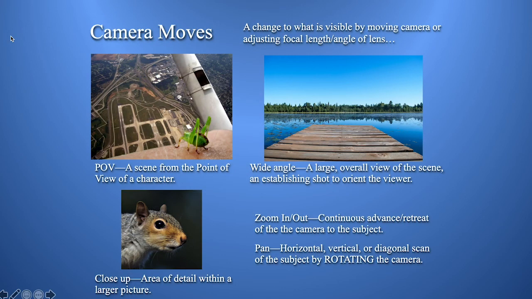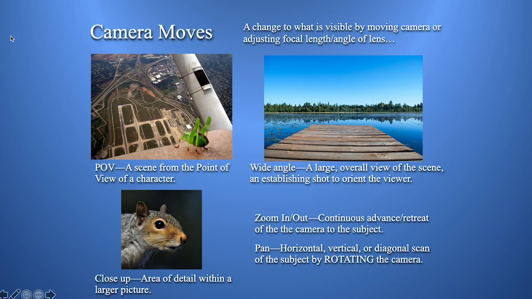Camera moves. A change to what is visible by moving the camera or adjusting the focal length or angle of the lens. So a POV shot is a scene from the point of view of a character. A close-up is an area of detail within a larger picture. A wide angle is a large overall view of the scene and establishing shot to orient the viewer.